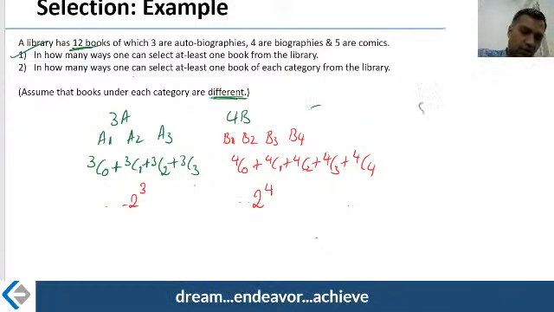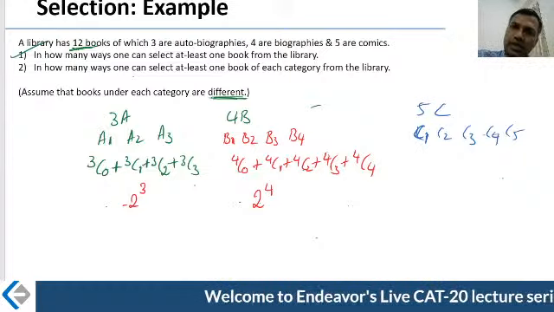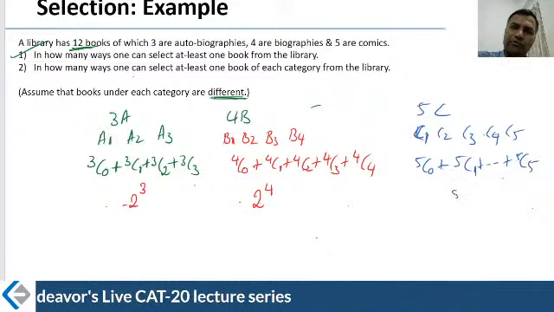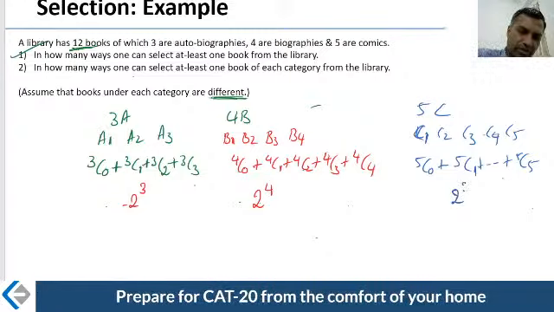Similarly, you may go on to 5 comic books: C1, C2, C3, C4 and C5. So how do you select them? You may say that I am not in favor of reading any comic book. No worries. I am in favor of reading 1 comic book. Likewise, you may select all 5 comic books. Good. I don't have to make a trip to this library for another 1 week's time. Then the number of decision parameters are how many? 2 power 5.